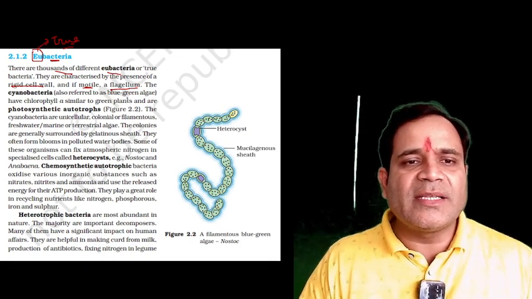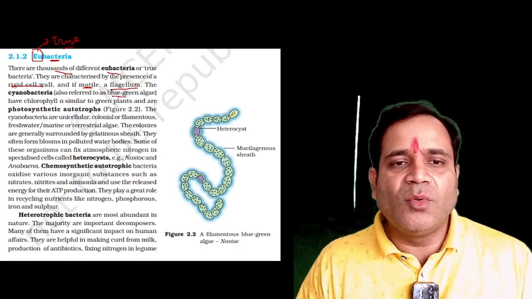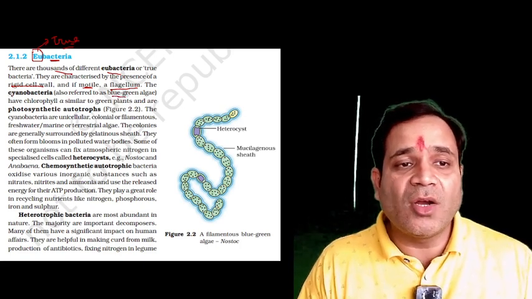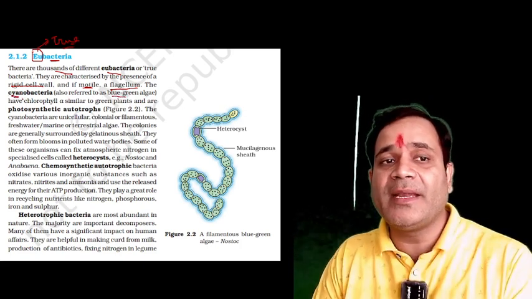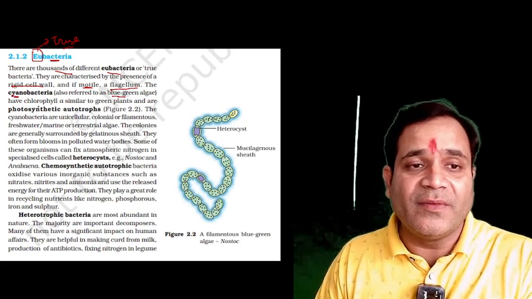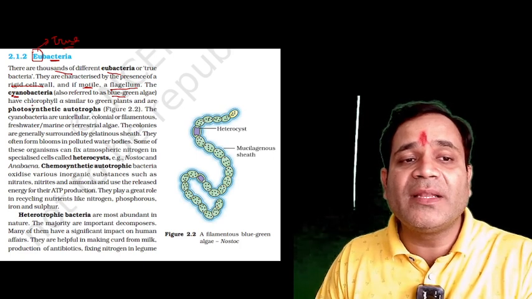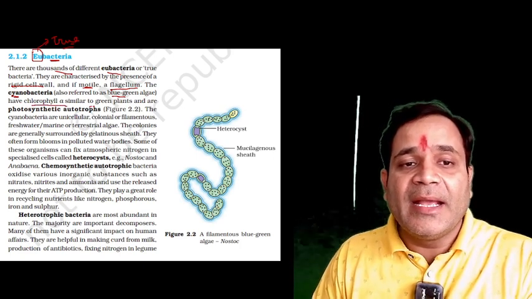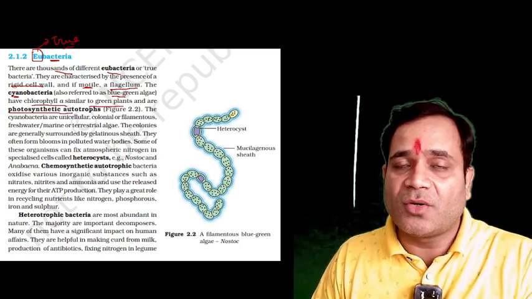Okay, so let's see. This is also referred to as what? Blue-green algae, also cyanobacteria. Hopefully you have heard the name cyanobacteria. Yes, the bacteria which contain what? Chlorophyll. Which chlorophyll do they bear? Chlorophyll a, like the green plants, and they are photosynthetic autotrophs, correct?